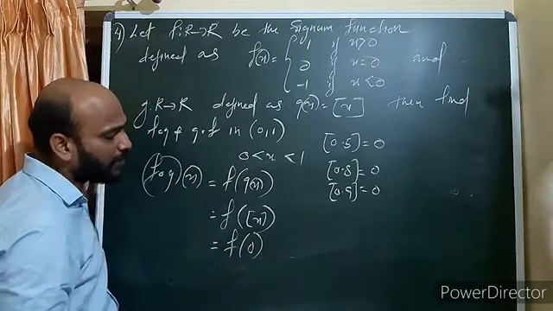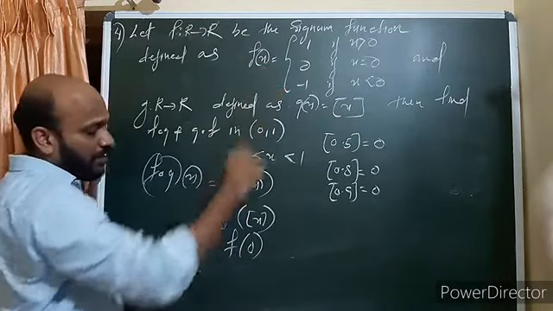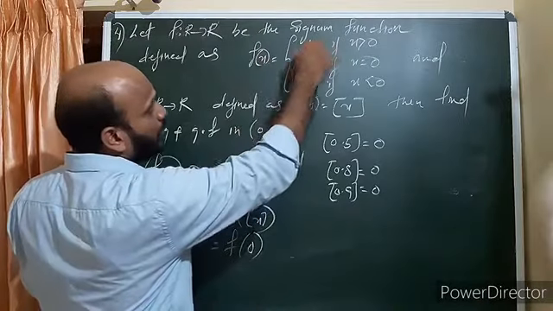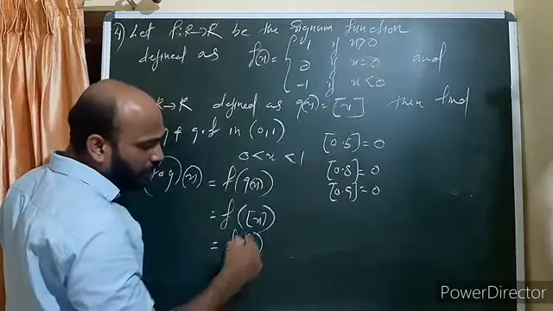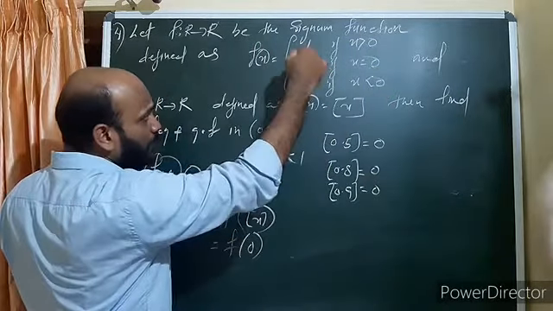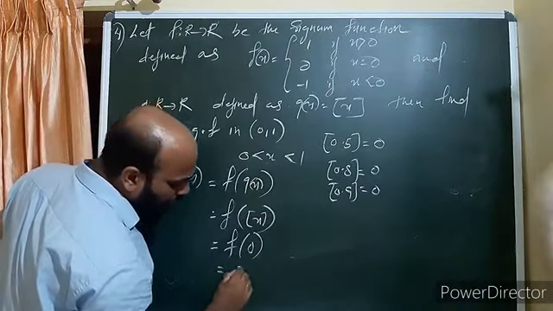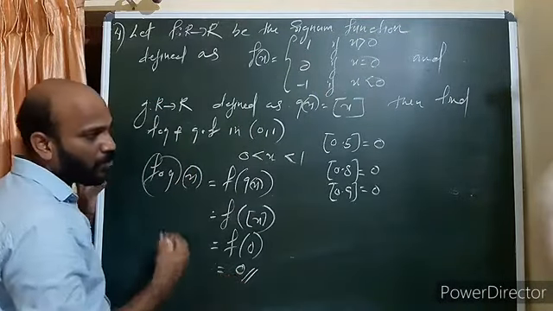Now we want to find the value of f of 0. For that, you have to use this definition. f of x will be 1 when x is more than 0, and f of x is 0 when x equals 0. So here in place of x we have 0. So when x equals 0, f of 0 will be 0. So the value is 0. So f of g of x equals 0 is what you are getting.